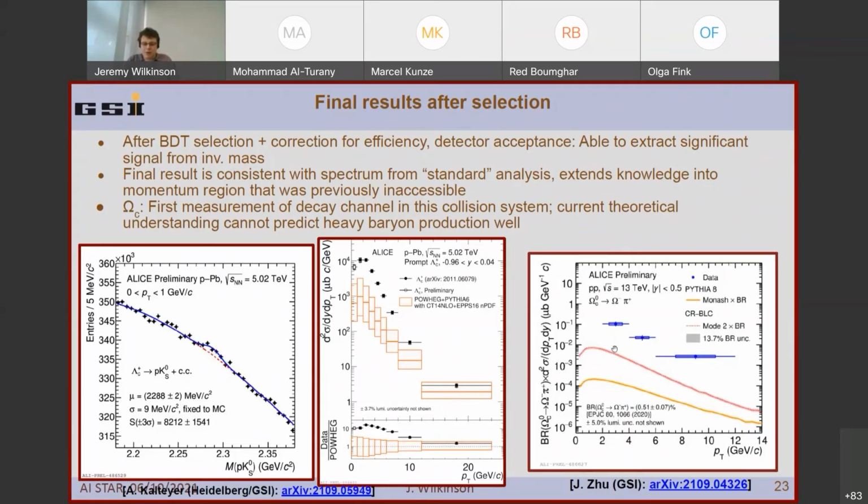And then for the omega C particle, this is basically the first measurement of the decay channel in this collision system at the LHC, and what we're able to show is that the results from the data are in very strong tension with theoretical models. So our current theoretical understanding of these heavy baryon productions is not well described by theory.